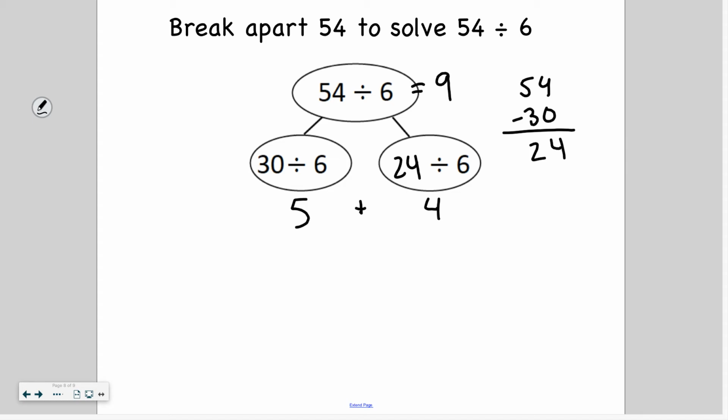So the whole point of the distributive property is to make the numbers easier to solve. If I don't know what 54 divided by 6 is, I could break apart the 54 to be two numbers that are both divisible by 6. If I pick any random numbers, it's not going to work. The numbers I pick have to be able to be divided by 6. So I know 30 can be divided by 6, and then whatever I get left over will also be divided by 6. So it's very important for division. It can't just be any random numbers.